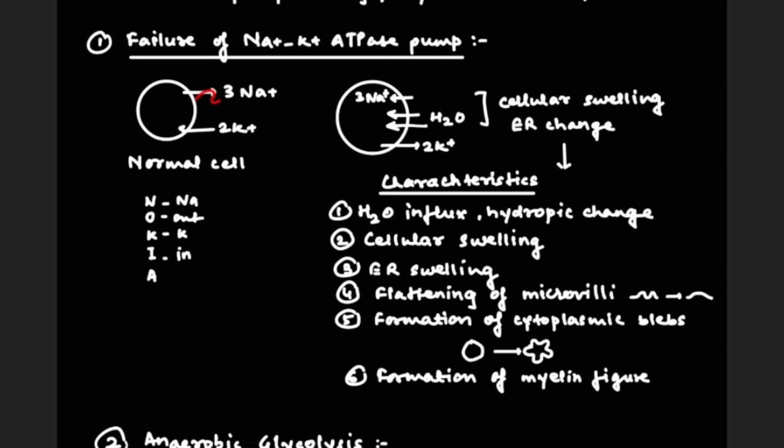So as we know, in a normal cell, 3 sodium goes out and 2 potassium goes in. So you can remember this by Nokia, that is sodium out and potassium in. But in this case, 3 sodium influx and 2 potassium efflux, as well as there will be influx of H2O, which will lead to cellular swelling and ER change.